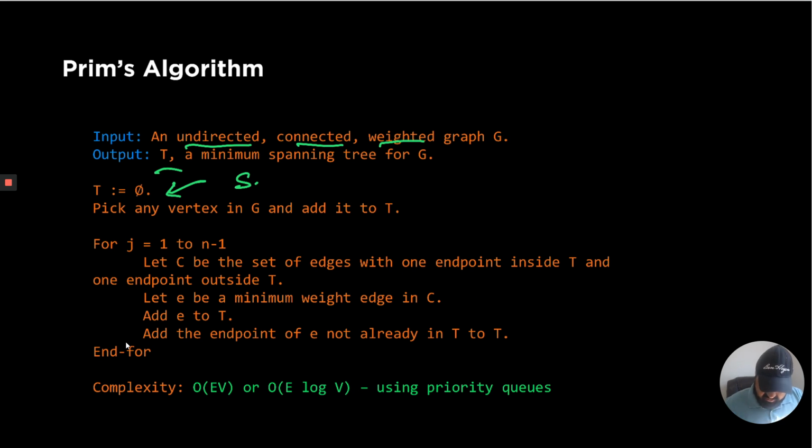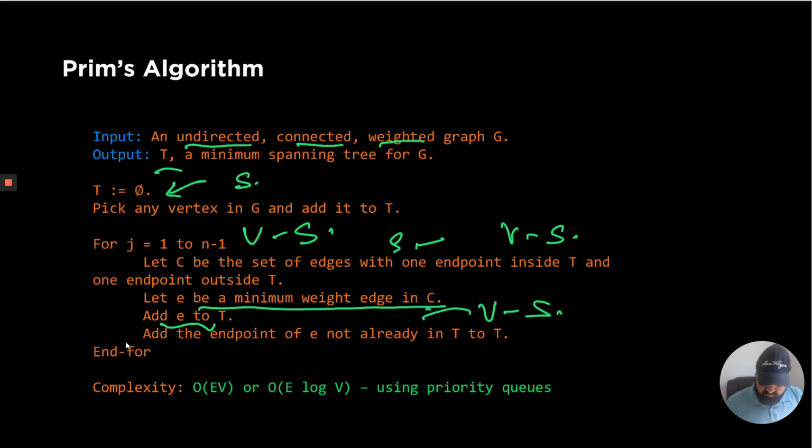So for every edge, that is for J equal to 1 to n minus 1, so for every vertex in V minus S, what we are going to do is see if C is the set of edges with one endpoint inside T and one outside T. Basically what we are trying to find is if each edge has one endpoint in S and the other in V minus S, then we add the minimum weight edge e in C, and we also add e to T, which is we are now moving the vertex endpoint from V minus S to V.